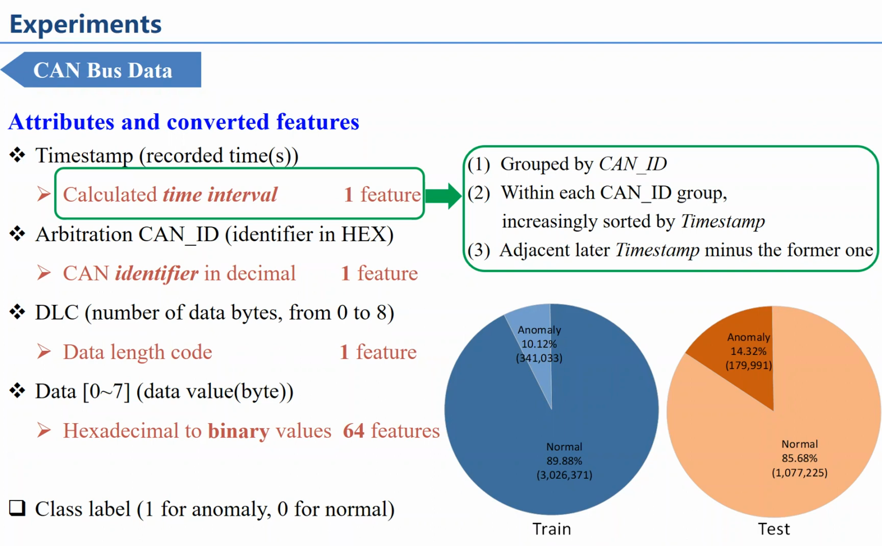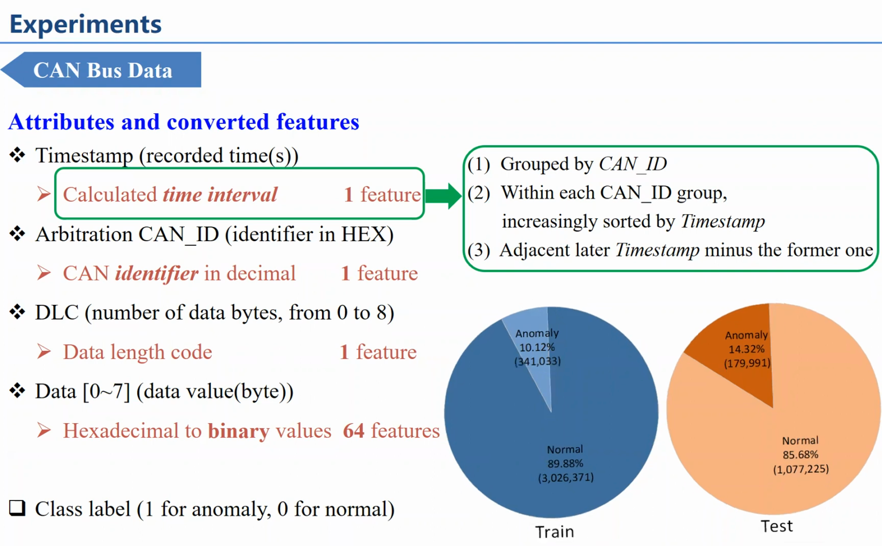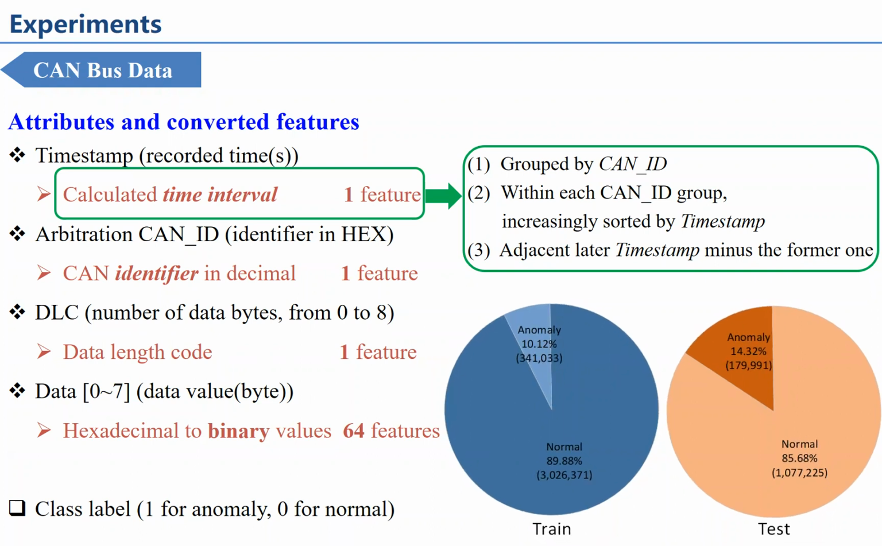Finally, a total of more than 3.3 million samples were obtained as a training set, with nearly 3 million normal instances and 0.3 million anomaly instances, while a total of more than 1.2 million samples were obtained as a testing set, with nearly 1 million samples as normal data and around 180,000 anomaly instances.